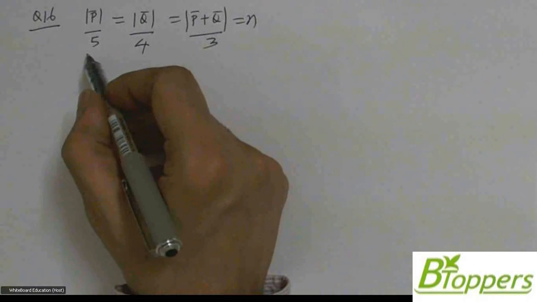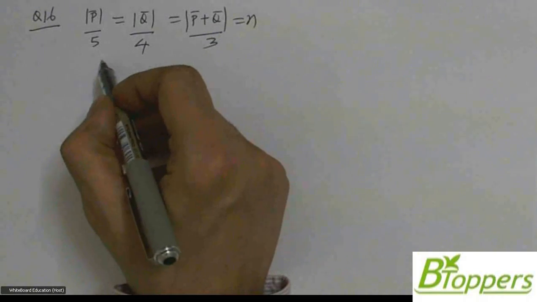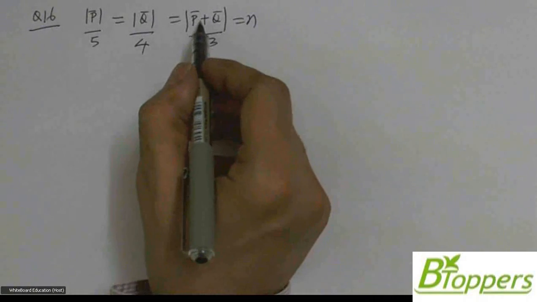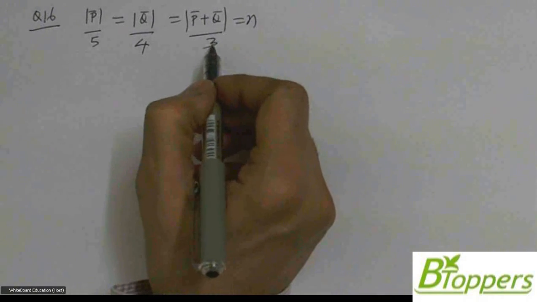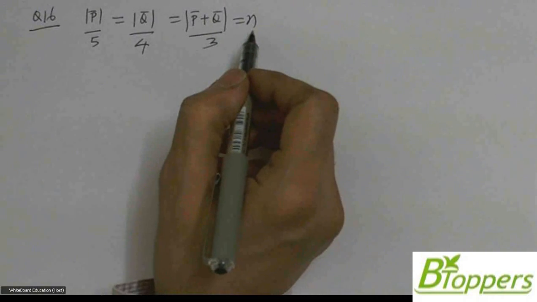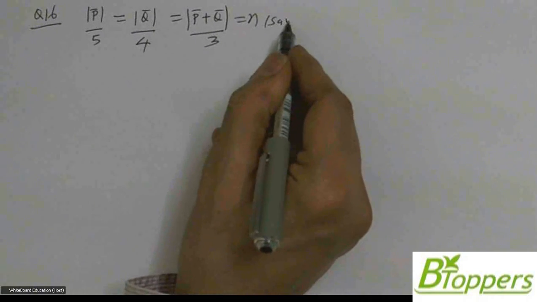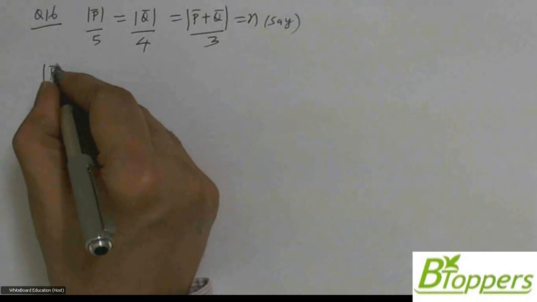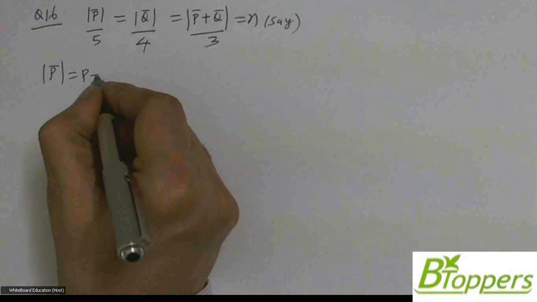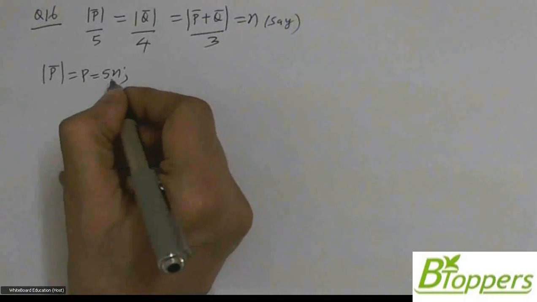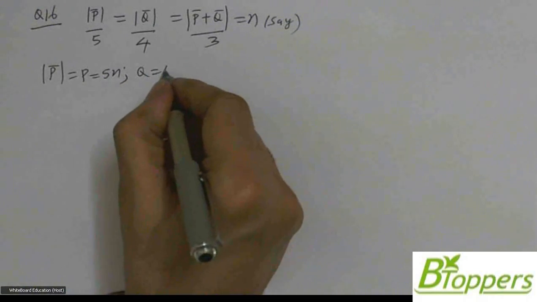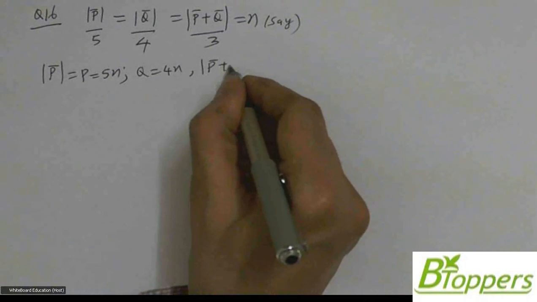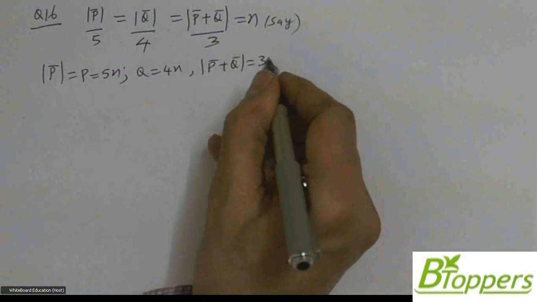So given that, again starting from the beginning, magnitude of p bar by 5 equal to magnitude of q bar by 4, that is equal to magnitude of resultant of p bar and q bar by 3. Let us suppose each ratio be equal to n. So just as I discussed in the previous method, here also we can write magnitude of p bar or p equal to 5n, magnitude of q bar or q equal to 4n, and magnitude of the resultant of p bar and q bar equal to 3n.